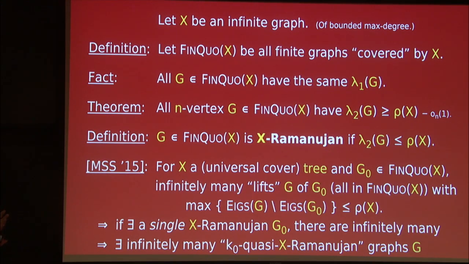It has, say, 10 vertices, so it has 10 eigenvalues. And maybe some of them are bad, bigger than your spectral radius. But then when you do all these lifts, all the new eigenvalues will be below your goal, rho of X, the spectral radius of X. So except for 10 eigenvalues, all the eigenvalues are at most the spectral radius, instead of the traditional 'except for one eigenvalue' statement. And Clark, if there are K0 bad eigenvalues, called these quasi-Ramanujan graphs.